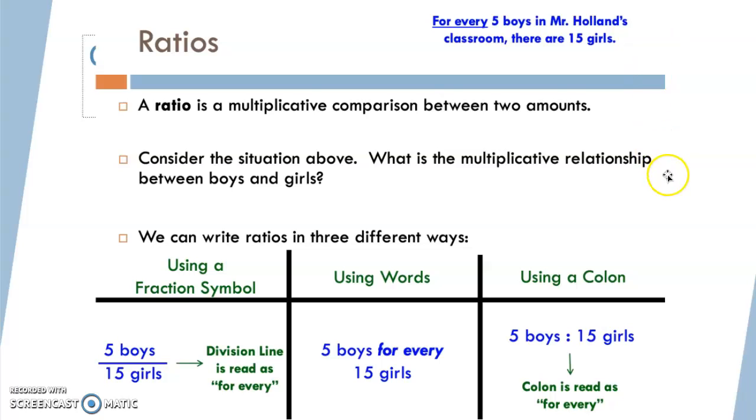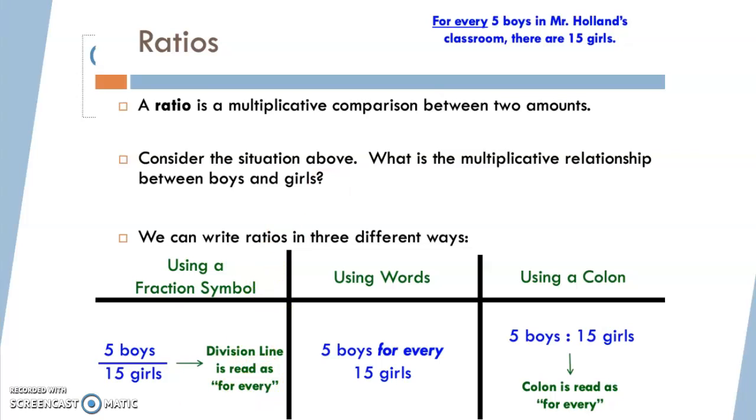Consider the situation above. I'm going to hit pause here and say, consider the situation. I don't know if I would call a classroom of 5 boys and 15 girls a situation. So consider the story problem above. But again, this is a good example of, are you comfortable with the language in the slides provided to you as a first-year teacher? What is a multiplicative relationship between boys and girls?